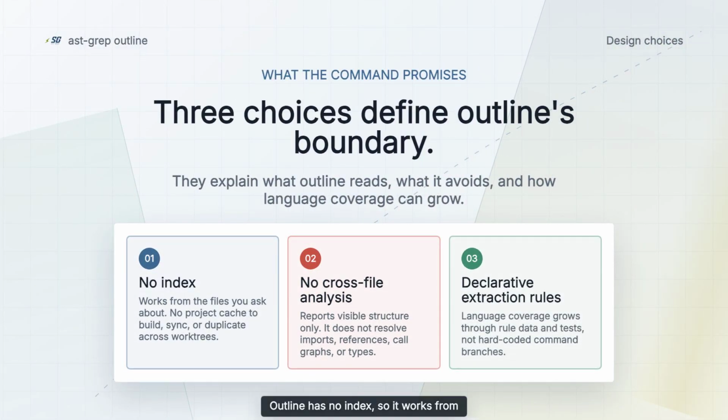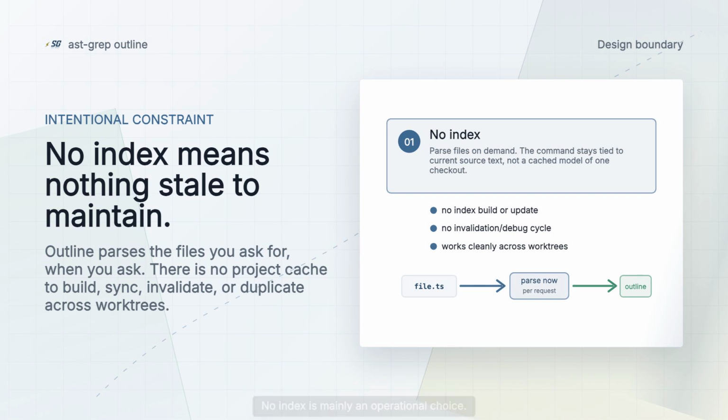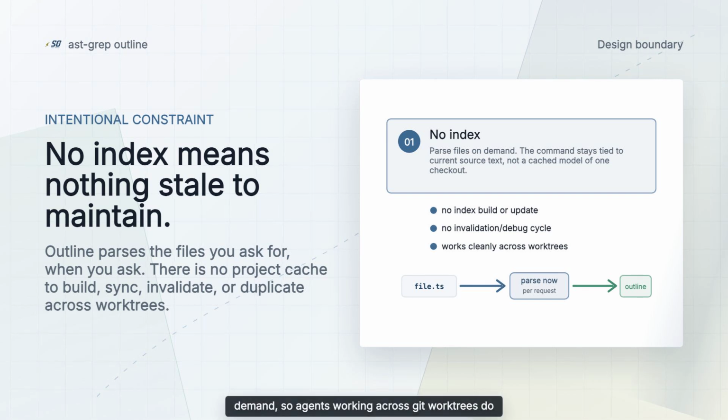Outline has no index, so it works from the files you ask about. It does no cross-file analysis, so it reports visible structure. And it uses declarative extraction rules, so language coverage can grow predictably. No index is mainly an operational choice. Outline parses files in the current checkout on demand, so agents working across Git worktrees do not need caches to build, sync, invalidate, or duplicate.